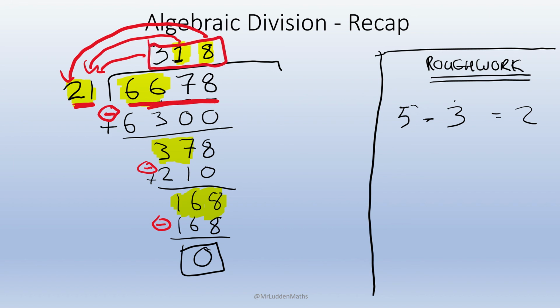And just to recap, we did that by breaking it up. We did that by seeing how many times the 21 goes into the 6,000 first, then the hundreds, then the tens and the units. At the end, if you get a 0 at the end, you know that you've done this correct.